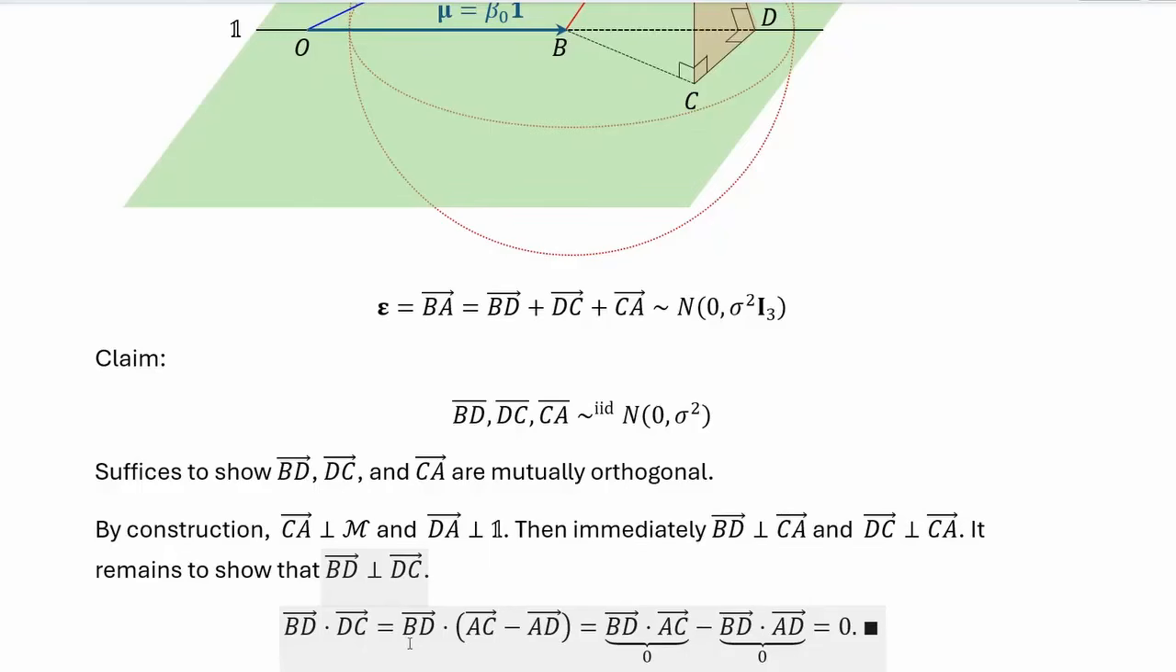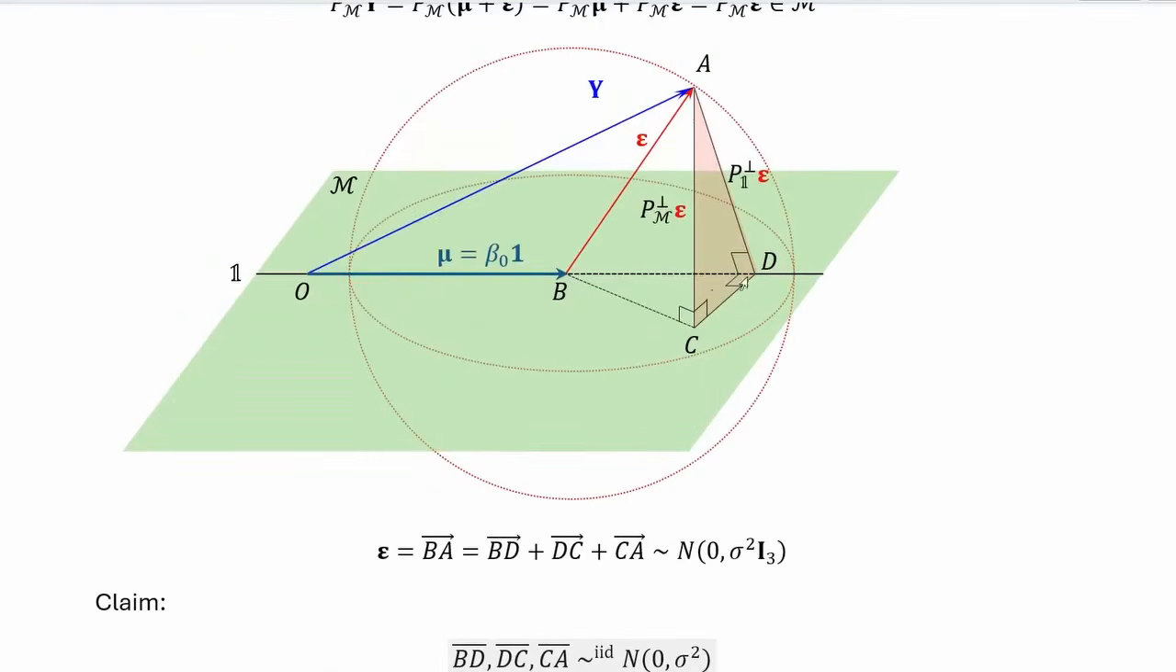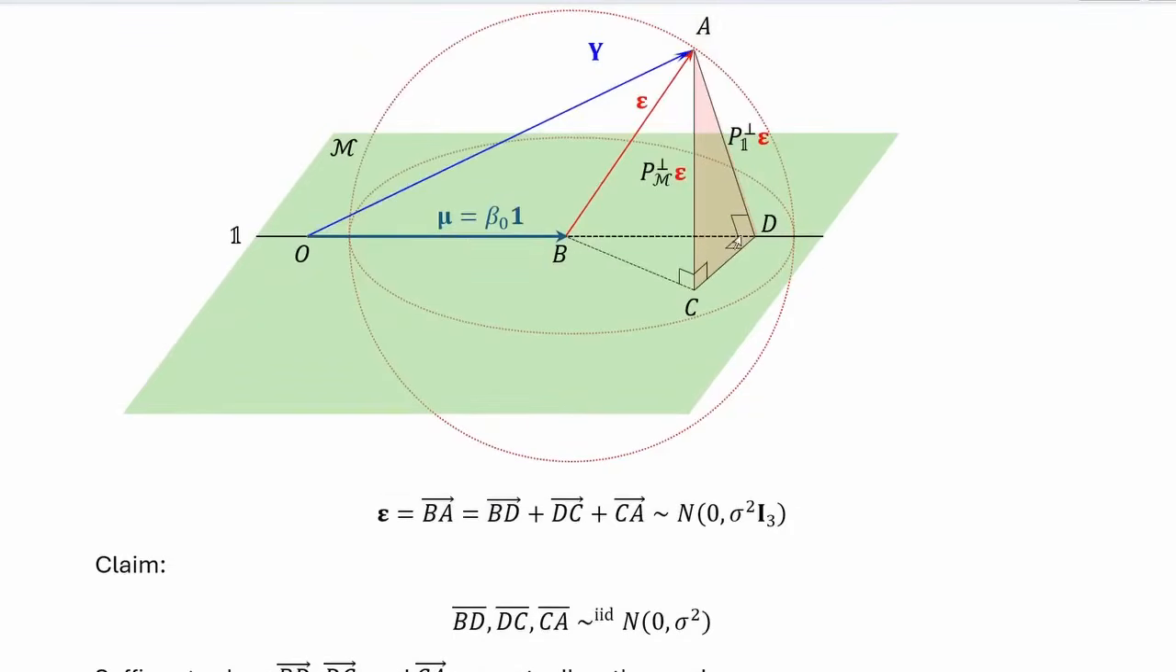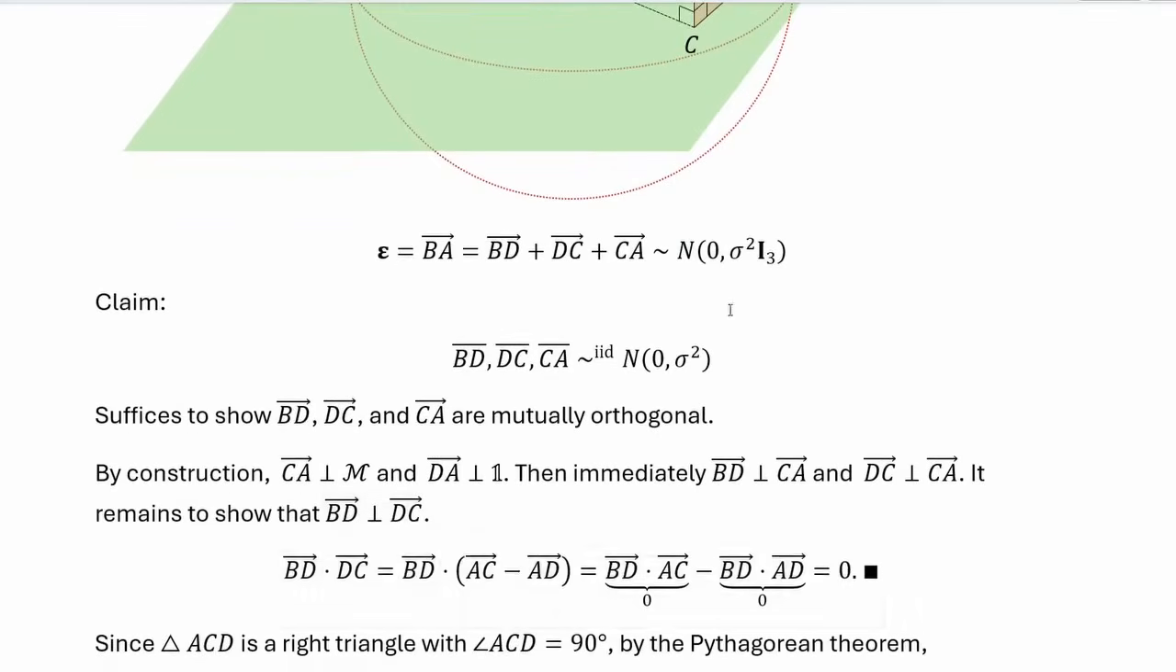BD is perpendicular to AC. BD, because it lies in M, is perpendicular to AC. And the second dot product, BD dot AD, is also 0, because by construction, AD is perpendicular to the line 1. So BD dot AD is also 0, and therefore BD dot DC is 0. This proves that the three vectors, BD, DC, and CA, are mutually orthogonal. And therefore, by rotational invariance, these signed lengths BD, DC, CA are IID normal 0 sigma squared.